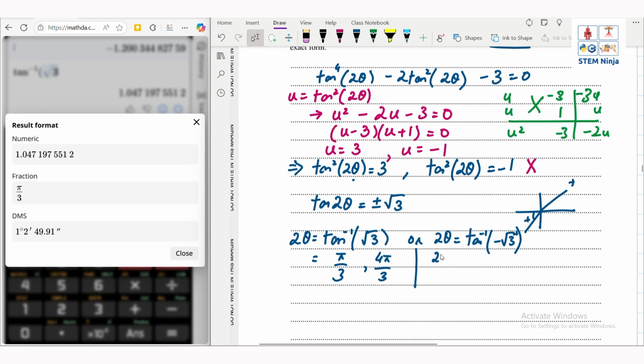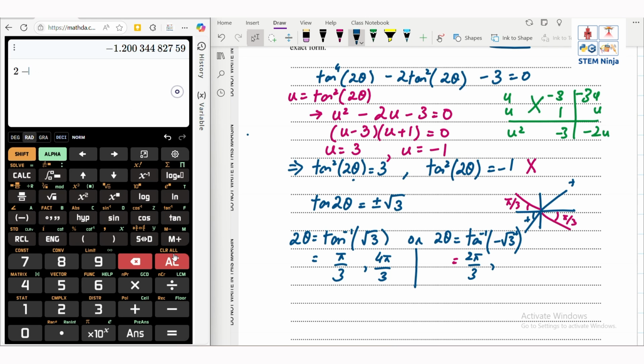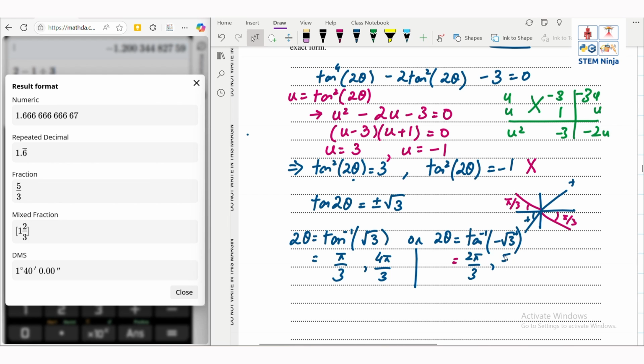Second one leads us to minus, so this would be either this pi by 3 or this pi by 3. So for the other side, we have pi minus pi by 3. So that would be just 2 pi by 3. And 2 pi minus pi by 3 is 2 minus 1 divided by 3, which is 5 over 3 pi.